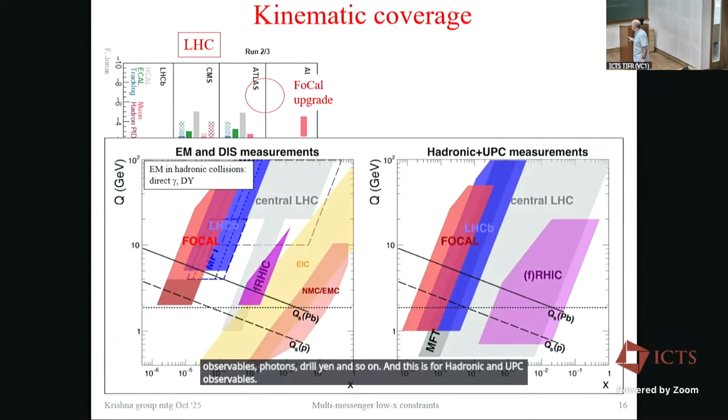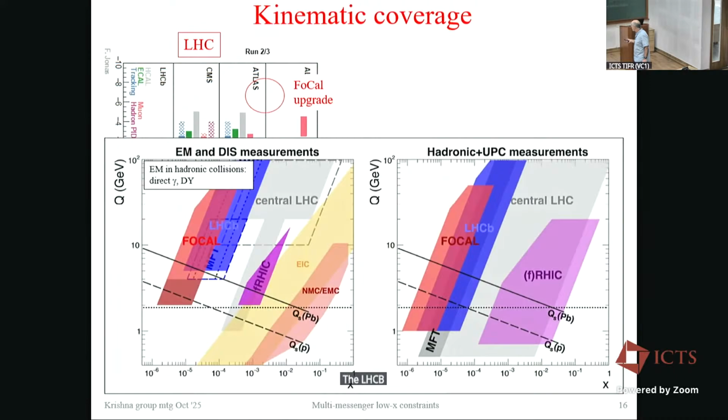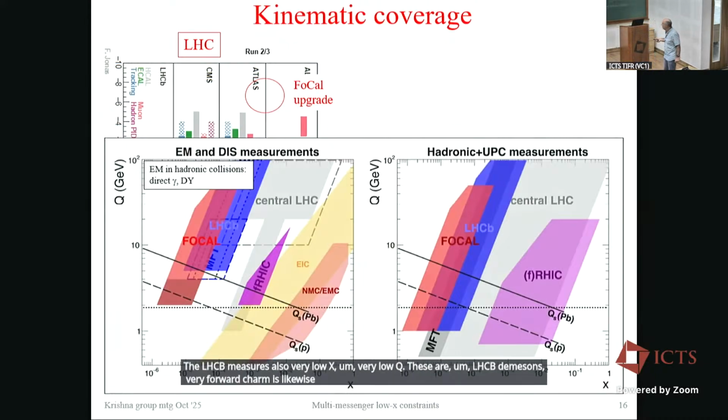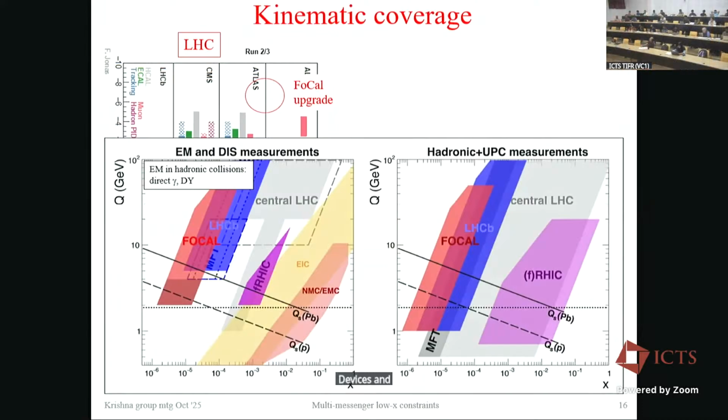LHCb also measures very low x, very low Q. These are LHCb D mesons. Very forward charm is likewise extremely interesting. So LHCb and ALICE FOCAL, I think, are the key devices in run 4 to really undertake this low x program. So that's the experimental landscape.